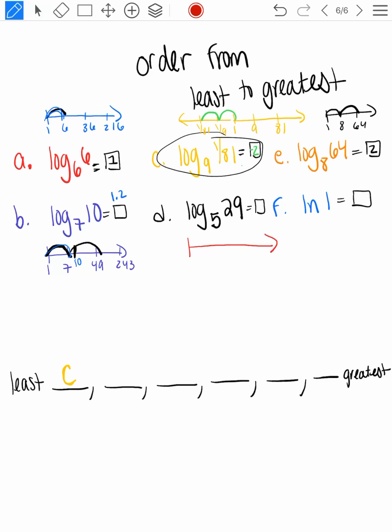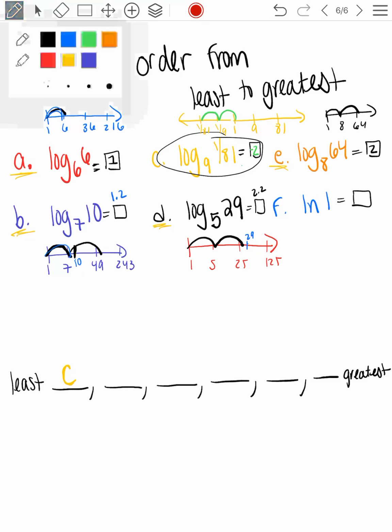And now for D, I'm going by 5s, so 1, 5, 25, 125 when I multiply by 5s. And again, 29's not on here, but 29 is going to be a lot closer to 25 than 125. So this is going to take me 2 jumps, isn't going to be quite enough. I'm going to need a little bit more. So I'm going to say this is 2.2. So notice, and this is kind of what the problem's getting at, A, B, D, E, they're all around 1 to 2. But this one's 1, this one's a little bit more than 1, this one's 2, this one's a little bit more than 2.